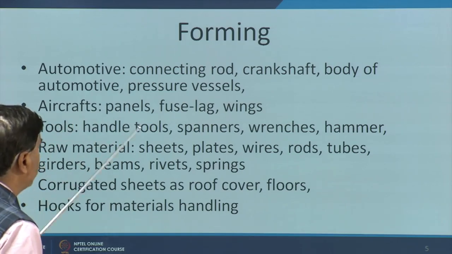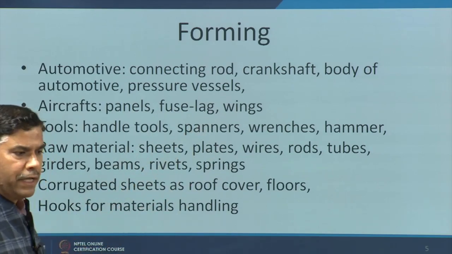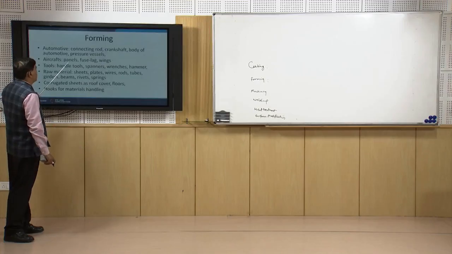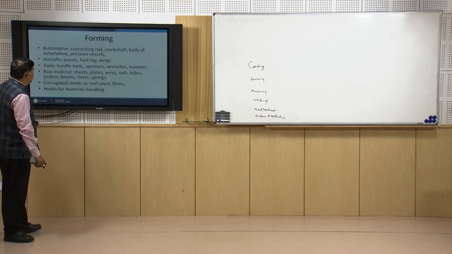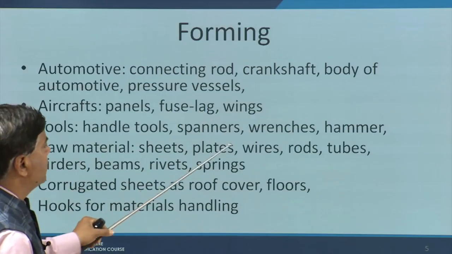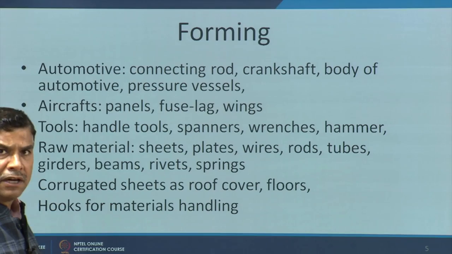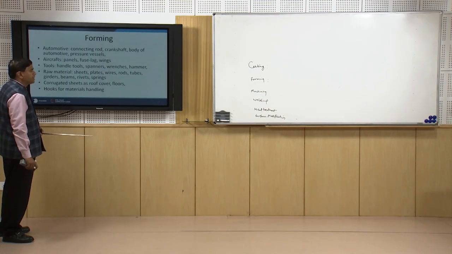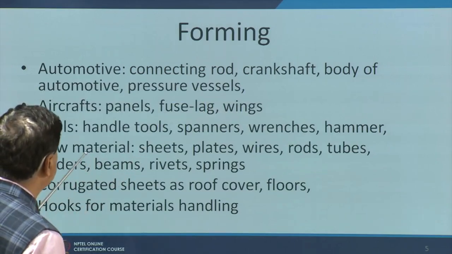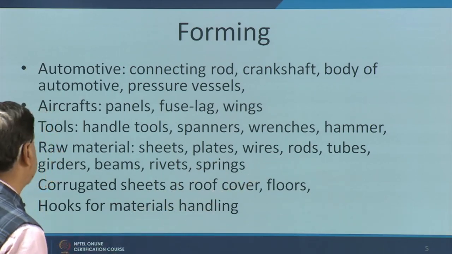In aircraft, different sheets of aluminum, titanium, etc. are used for making panels, fuselage and wings. Forming is also used for making hand tools, spanners, wrenches, hammers, so that they can be made of higher strength and lighter weight. That is the feature which is exploited in forming. Then these forming processes are also used for making raw material in the form of sheets, plates, wires, rods, tubes, etc.